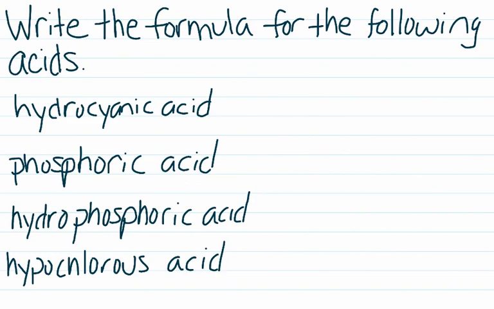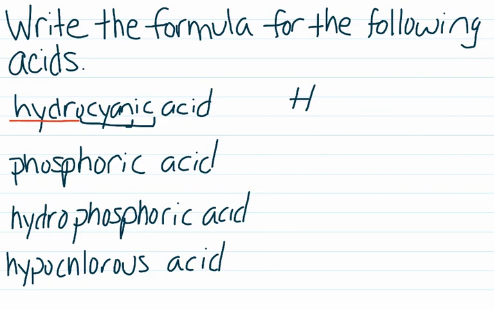Let's try going the other way as well. So if we have the name, let's practice writing the formula. Our first example here is hydrocyanic acid. Since it has that hydro prefix, we know that it doesn't contain oxygen. Every acid starts with hydrogen, so the first thing you write is hydrogen. And then cyanic, this is our ion that goes with the hydrogen.